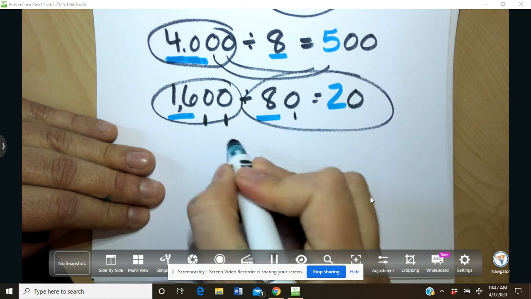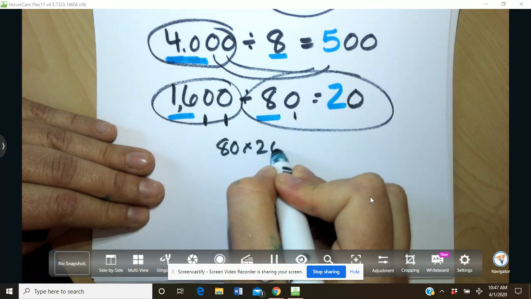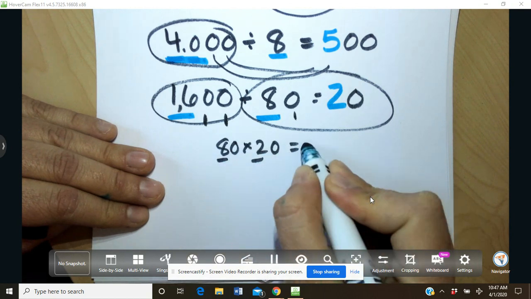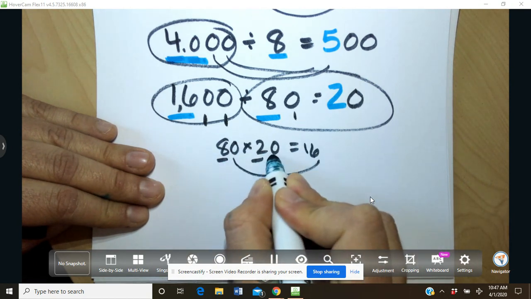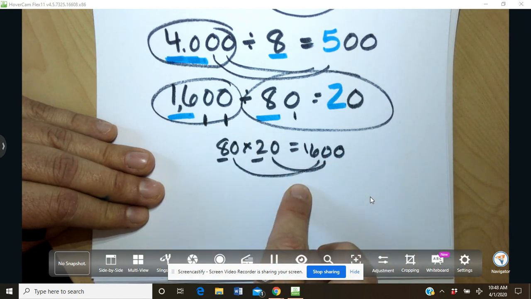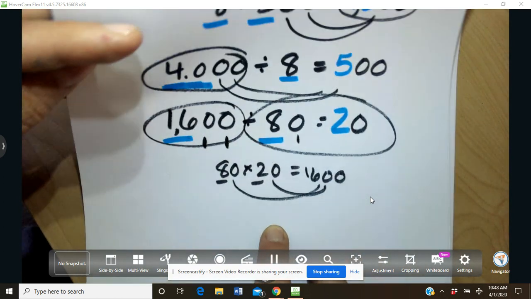We can just flip this problem around to double check if we were right and make it a multiplication. 8 times 2 is 16. 2 zeros would be 1,600. So that is correct. Let's do another one.